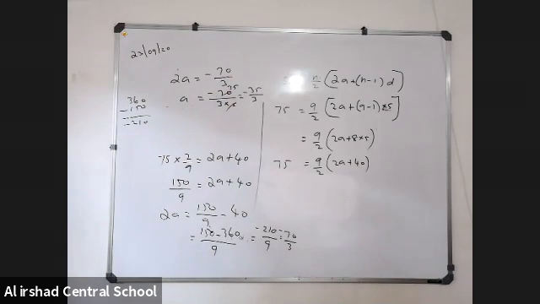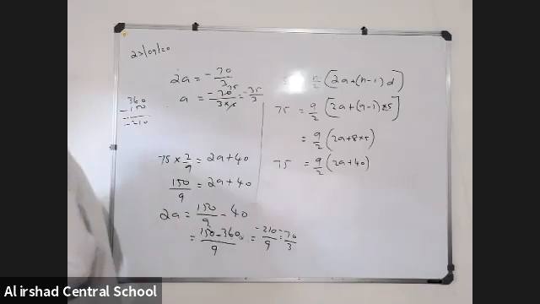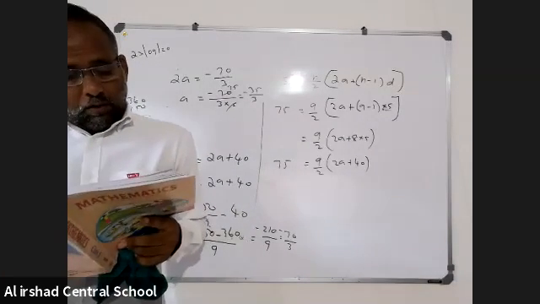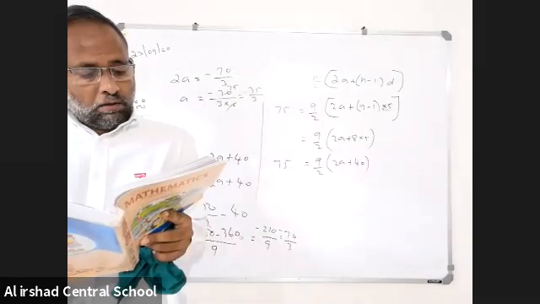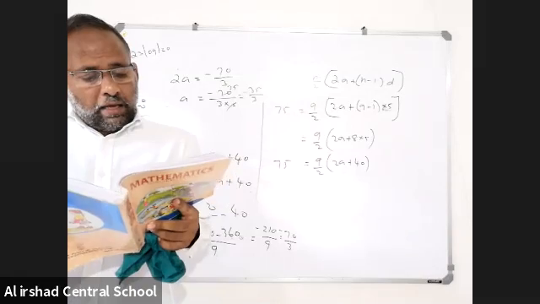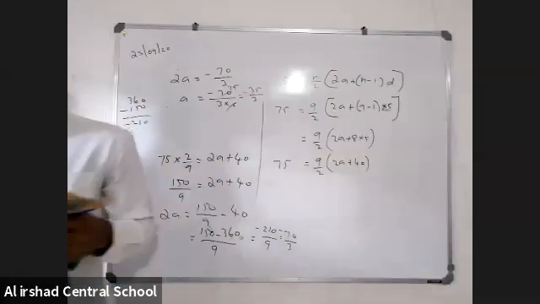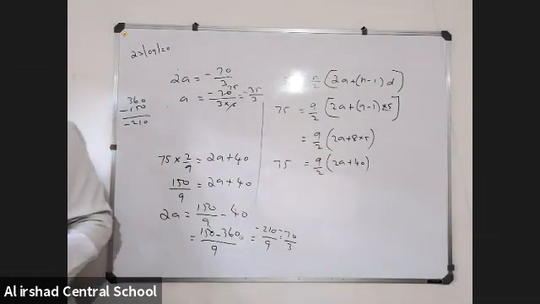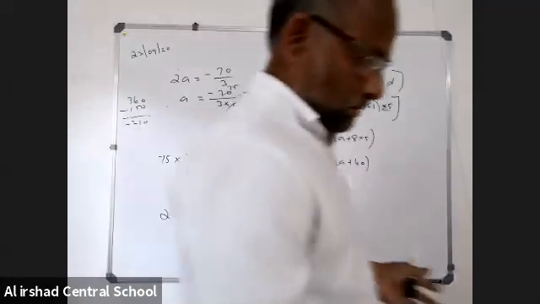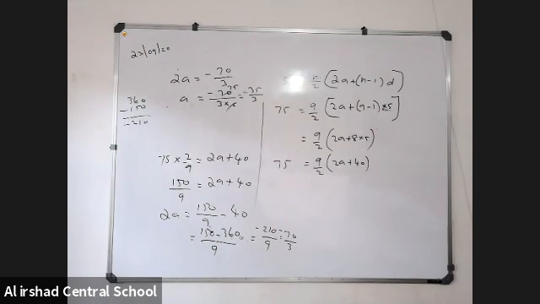Now, what is the question? Find a and a9. a we got. Now find out a9. Complete this up to here. What I am telling is pure calculation.